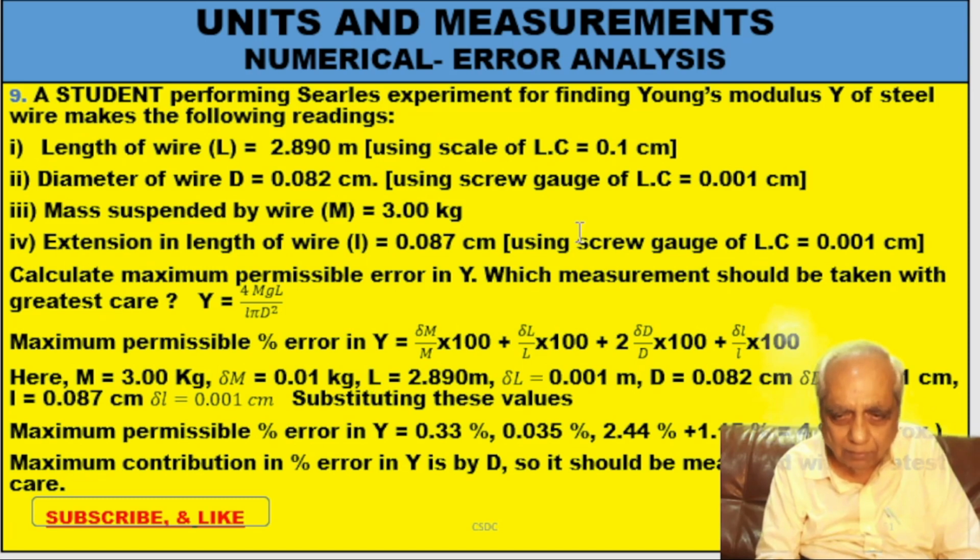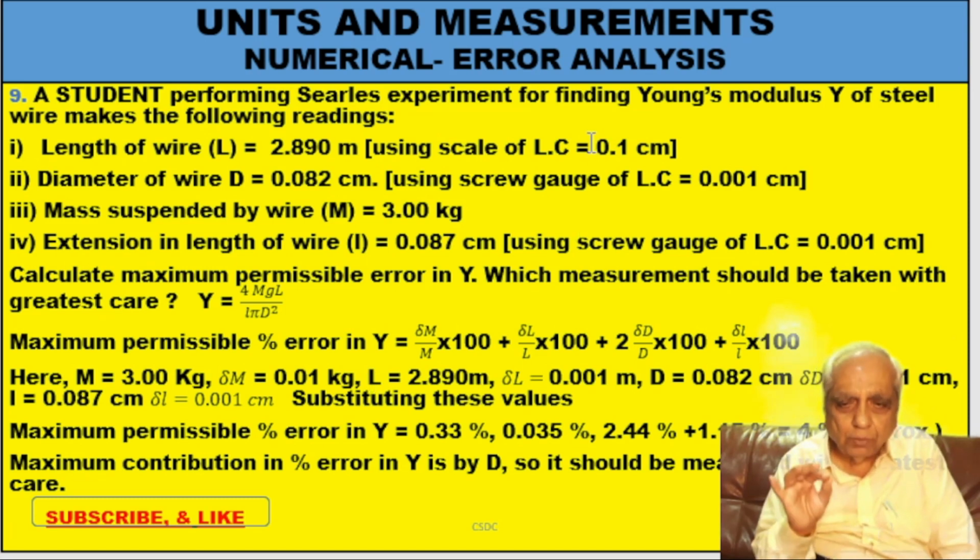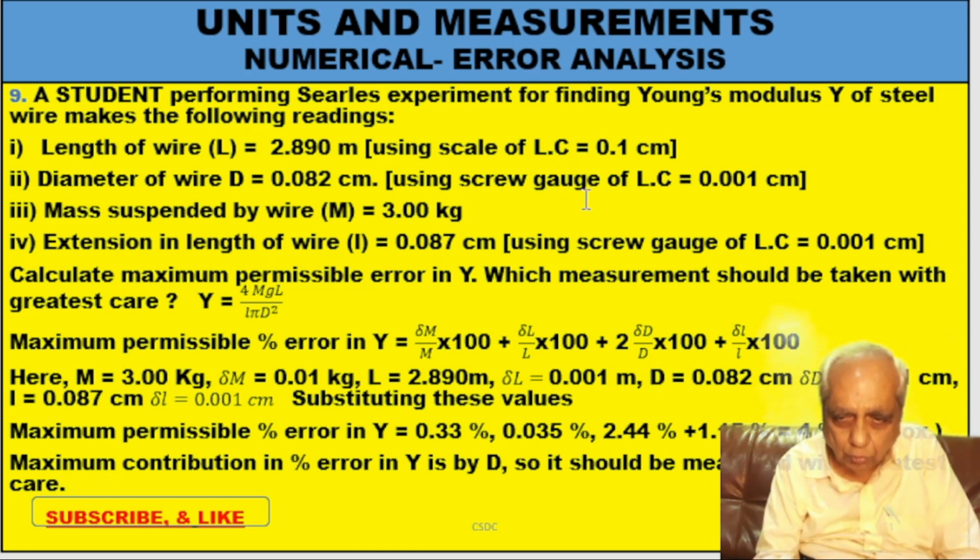So my delta L is 0.001 meter, because error is equal to the least count of the instrument. Then for screw gauge, this is in centimeter, this is in centimeter. So this is my delta D, 0.001. Then small l, also he is using centimeter. So this is my delta small l. Now knowing the values, if we substitute, we will get the answer. So my maximum error is, now substitute the values of everything, and we will get the answer.